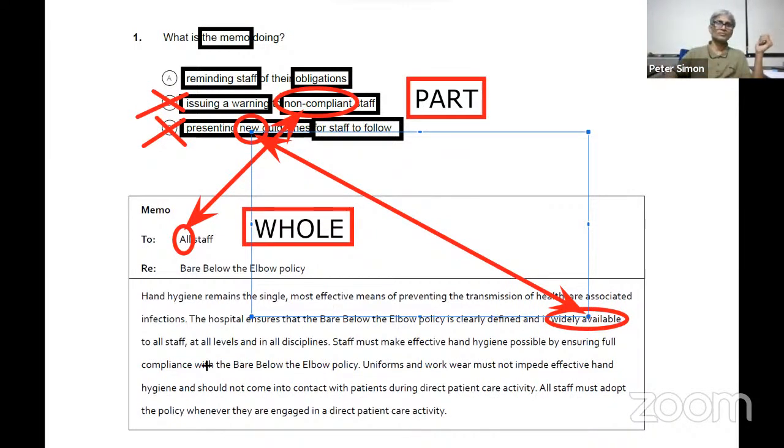All staff, not some. All levels, not some levels. All disciplines means 100%. Everywhere it is already available. So how can it be new? New means introduction. New means 0%. Widely available means 100%. This is percentage, proportion. When you show something new, you know zero about it. But when it's widely available, that means you already know about it. 100% you know about it. That's it.